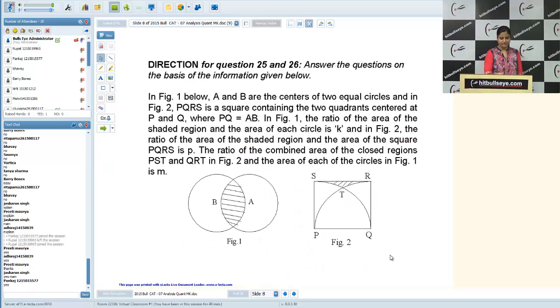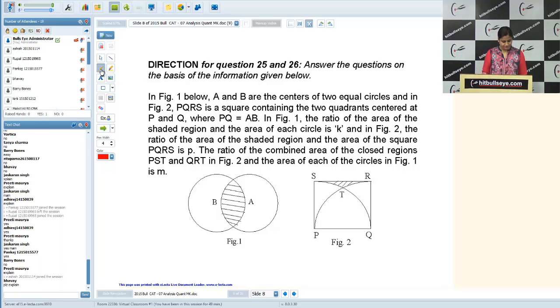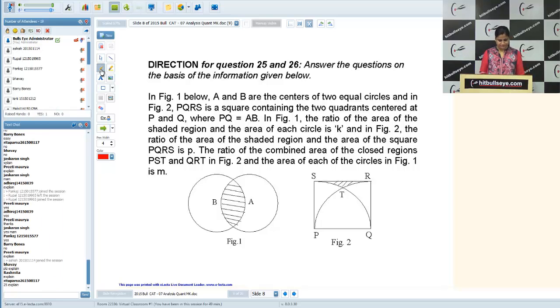Question number 25 and 26. Yeah, any problem in this? Yes, Preeti. Okay, Bhavya. Rituparna. Let us see. First of all, PQ is equal to AB. So if I consider this as X, this AB will be X. And AB is nothing but the radii of both these circles, because A and B are both given as centers.